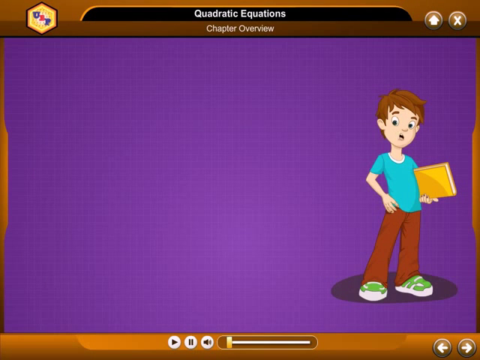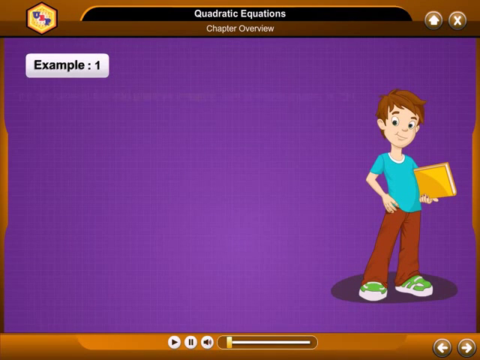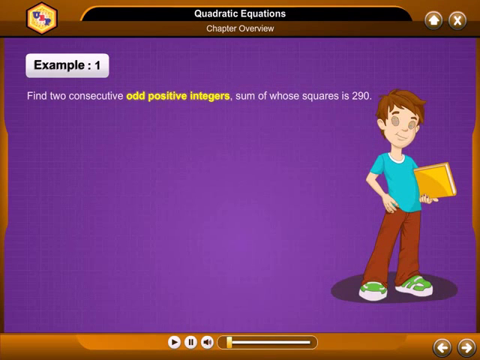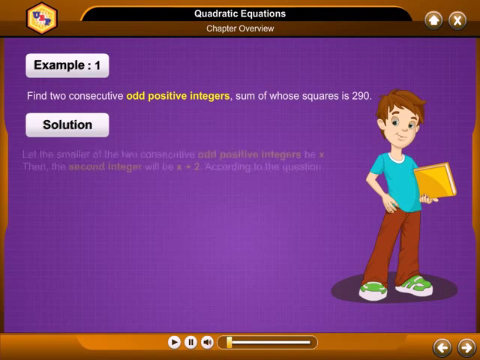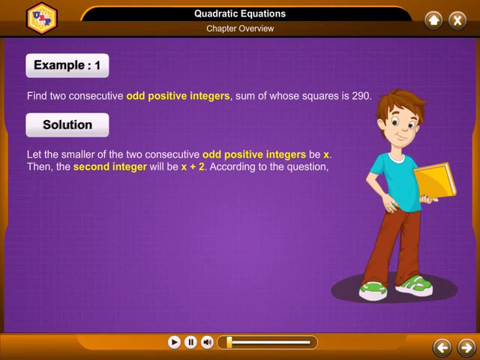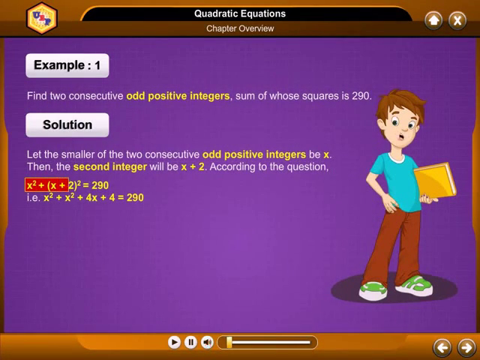Let us consider some examples for illustrating the use of the quadratic formula. Example 1. Find two consecutive odd positive integers, sum of whose squares is 290. Solution. Let the smaller of the two consecutive odd positive integers be x. Then the second integer will be x plus 2. According to the question, x square plus (x plus 2) whole square is equal to 290.